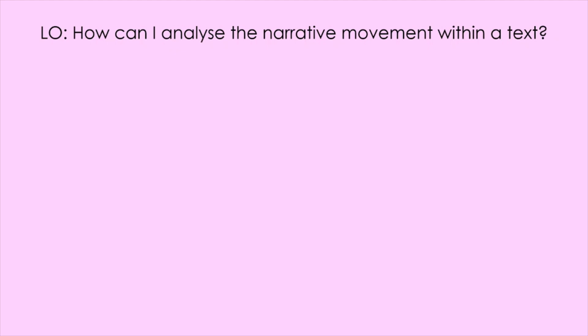So just to start, what is narrative movement? Narrative movement is the way that a narrative develops across a text, across an extract, across a book. So there's all sorts of movement in narrative. It could be a change in time, it could be a change in setting, character, mood, weather, anything like that. And writers do this obviously to change the mood, change the tone, to change the effect on the reader.